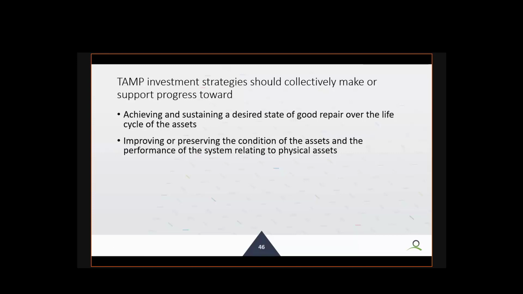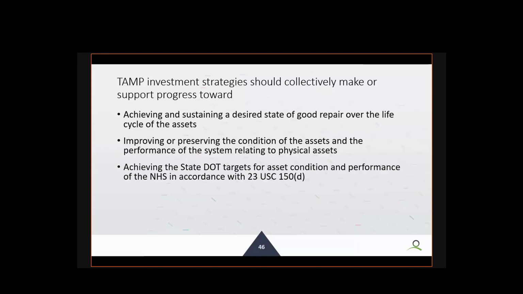So you don't just want to get the assets to the condition that you want. You need to understand that condition is related to performance, and so that may lead you to prioritize different parts of the system over others, or have different desired condition states in different parts of the system because you have different performance expectations. It's also going to help you understand how to achieve your targets for TPM, those 2- and 4-year targets. Hopefully this is all connected. So the targets are set based on what you think you will achieve, and the investment strategy shows you the path forward to actually get there.